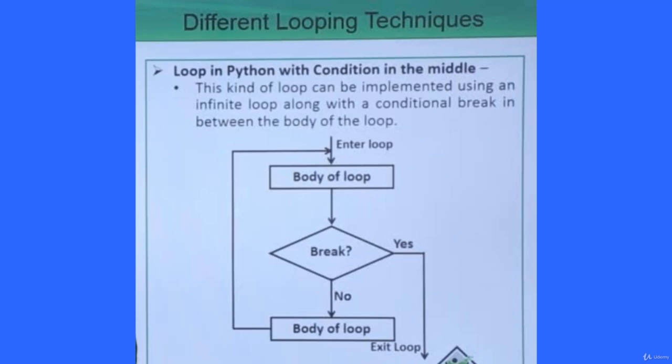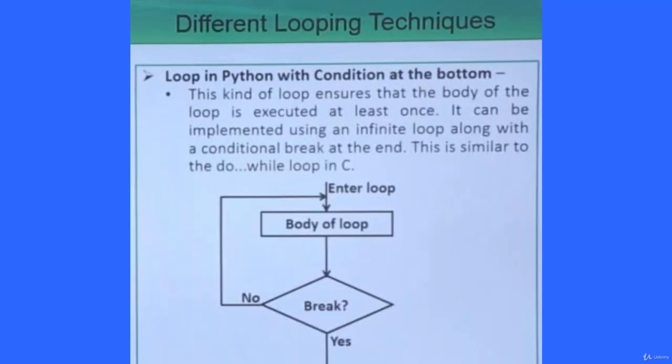Loop in Python with the condition at the bottom. Now here you see we have this condition at the bottom. This kind of loop ensures that the body of the loop is executed at least once, and it can be implemented using an infinite loop along with a conditional break at the end. This is similar to the do while loop in C. But in Python we don't have the do while loop, so that's why it can be simulated in Python in this way.